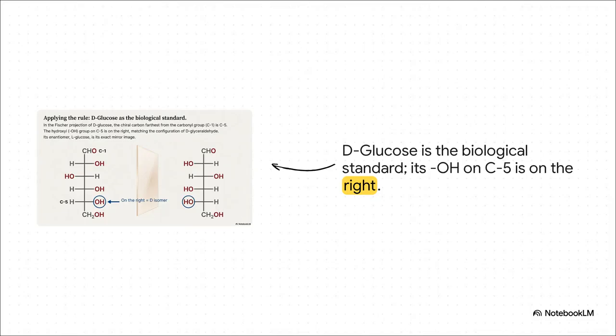We look at the chiral carbon that's farthest from the top of the chain, which in this case is carbon number 5. See that hydroxyl group, the OH? Since it's pointing to the right, this is D-glucose, the form that is overwhelmingly dominant in all living things. Its perfect mirror image, with the OH on the left, is L-glucose.